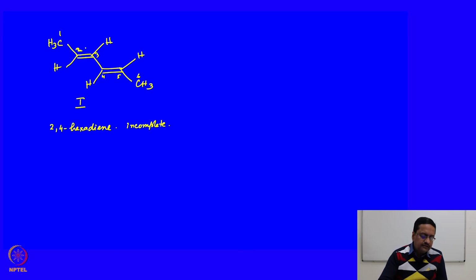So, what should be the E/Z notation of this molecule? The first one, where the methyl group and the larger group are in opposition, should be E. Again here the methyl group number 6 and the larger group are on opposite sides, so that also should be E. So, the correct name of this compound should be 2E,4E-hexadiene. Let us see what are the other possible isomers of this compound.